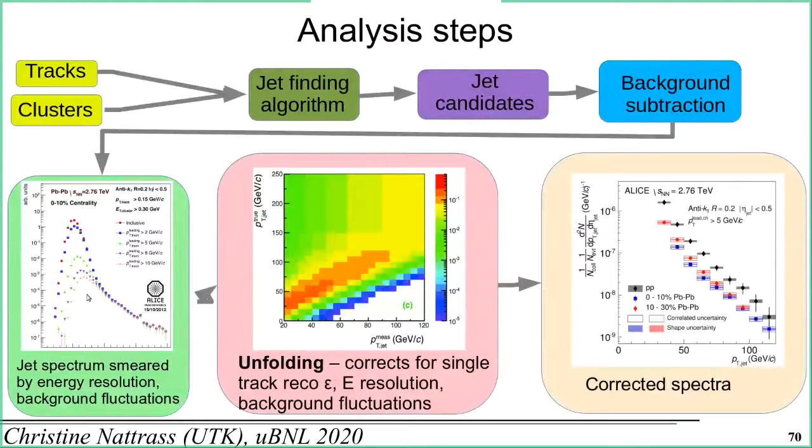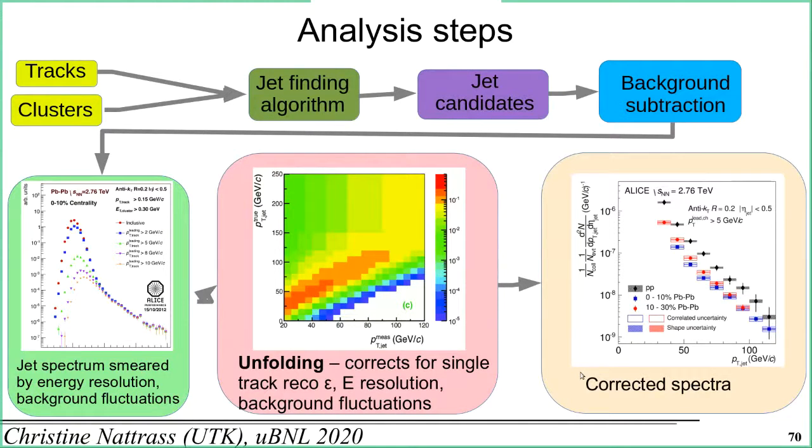And then you have to correct this raw jet spectrum, and you do this with a procedure called unfolding. What that means is that you have a response matrix like this, which gives the correlation between the measured jet momentum or energy and the true jet momentum or energy. This response matrix will, in general, correct for multiple effects at once. So it corrects for the single track reconstruction and energy resolution and also for background fluctuations. And then you get this corrected spectrum.